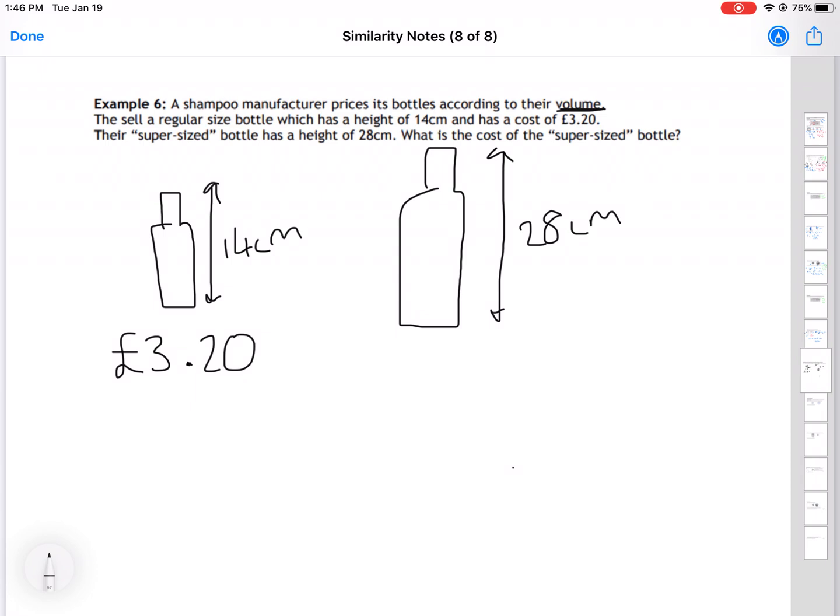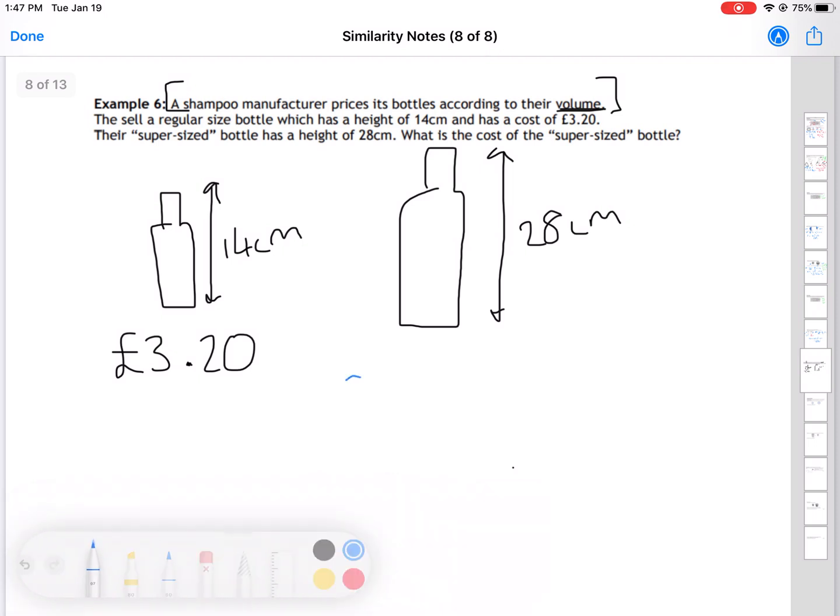Now, this first one, the original one, has a cost of £3.20. Now, the reason that we are going to complete the volume calculations on this rather than just a length calculation is because of this first statement here. So the price is according to its volume. So not according to how tall it is, but according to its volume. Which means in similarity terms, we are going to need to use the volume scale factor in order to find out the price of the supersized bottle.